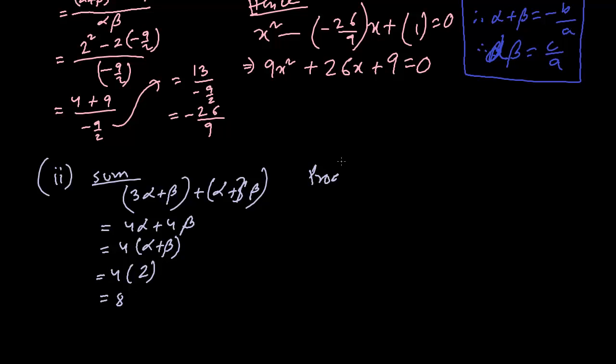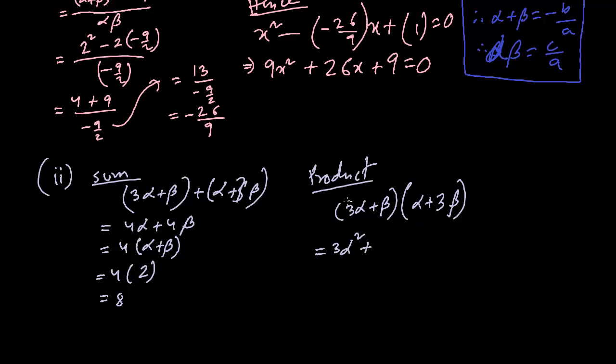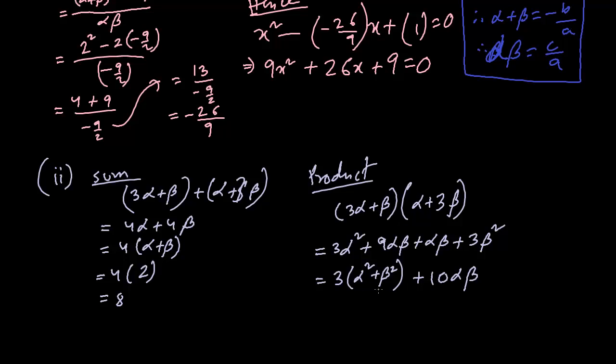Now the product. So now we have to multiply the roots. So 3 alpha plus beta times alpha plus 3 beta. So let's multiply. 3 alpha into alpha is 3 alpha squared plus 3 alpha into 3 beta is 9 alpha beta plus alpha into beta is alpha beta plus beta into 3 beta is 3 beta squared. So now we can write, if you take 3 common, it becomes 3 times alpha squared plus beta squared plus this is 9 alpha beta plus alpha beta. This turns out to be 10 alpha beta.